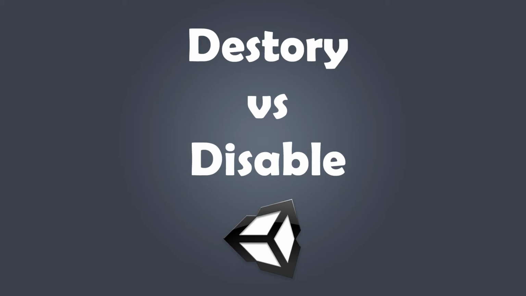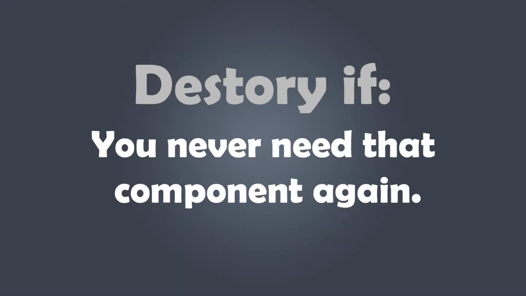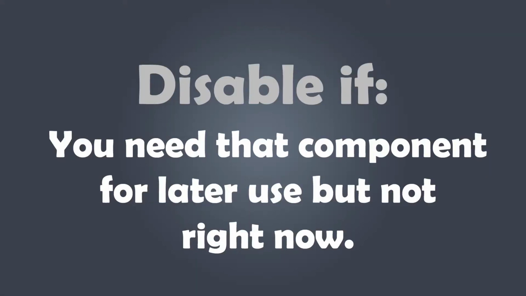In this video, we will explain the difference between destroying and disabling components, along with showing how to perform both during runtime. The destroy function should be used if and only if we never need to access that game object's component again. We should disable a component if we'd still like to remove the component for the time being, but we'd like to access it later for future use.